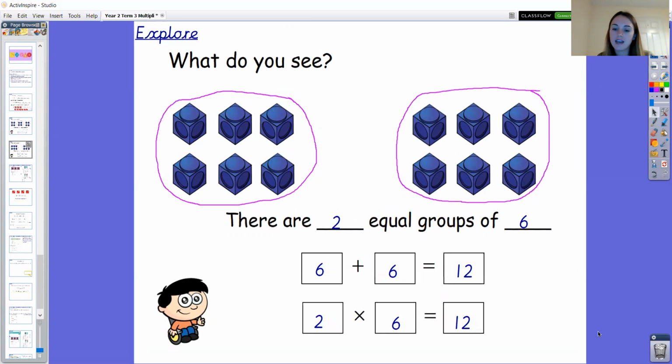Brilliant. Shall we practice saying that multiplication sentence together? We're going to use the words lots of. 2 lots of 6 equals 12. Well done. Okay, moving on.